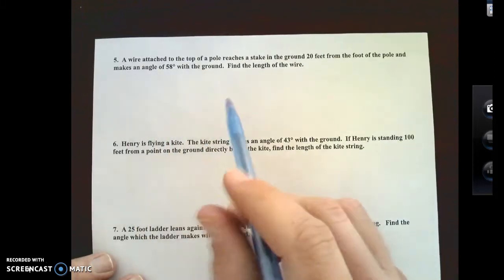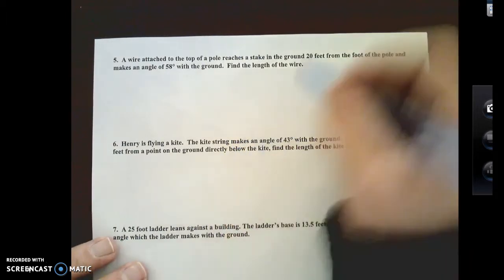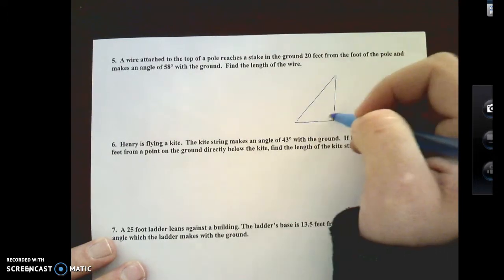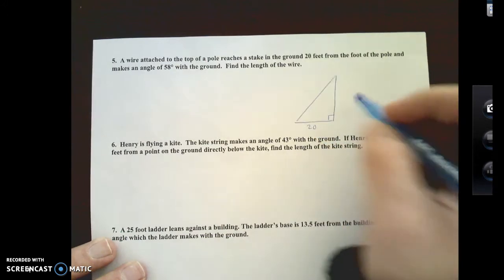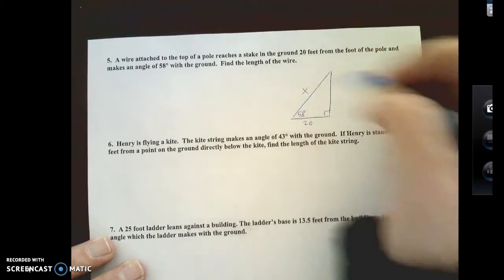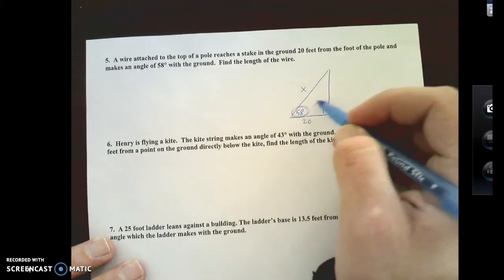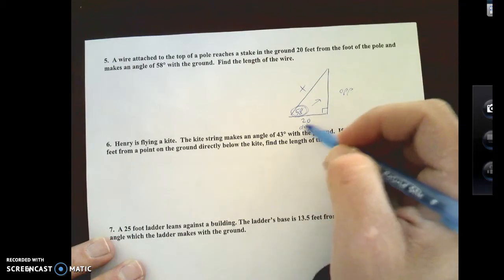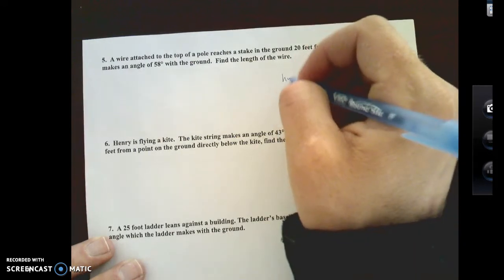A wire attached to the top of a pole reaches a stake in the ground 20 feet from the pole. Okay, so here's my pole, here's the wire attached down 20 feet away from the pole and makes an angle of 58 degrees with the ground. Find the length of the wire. Okay, this is good to see. Circle my angle: across is opposite, that's adjacent, and then this would be my hypotenuse.